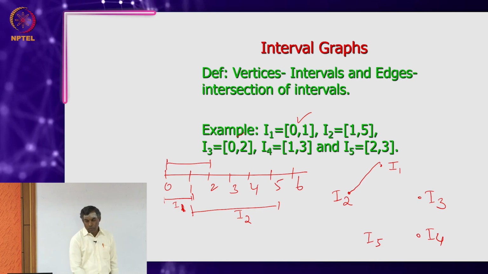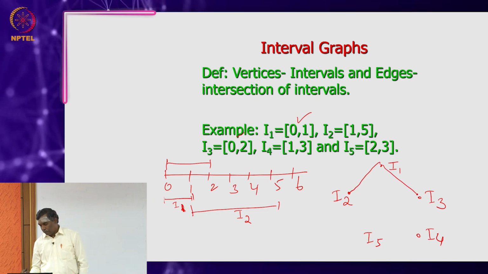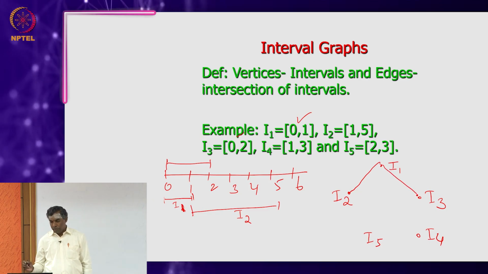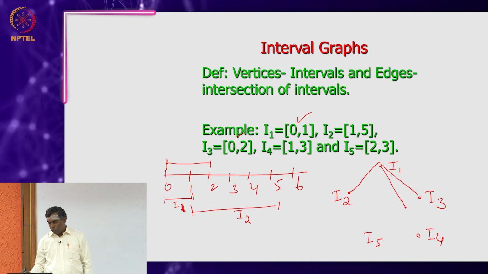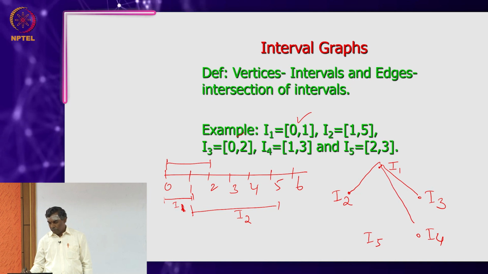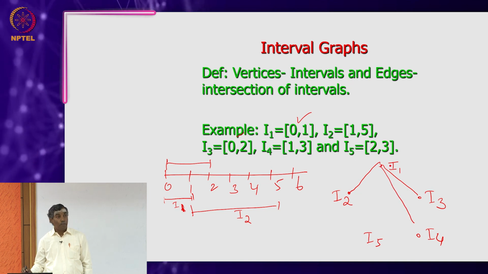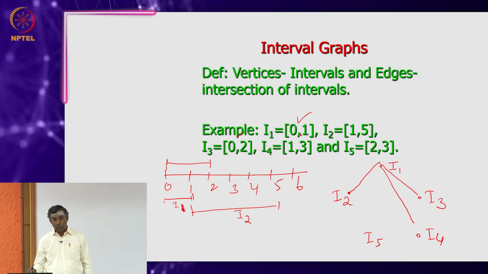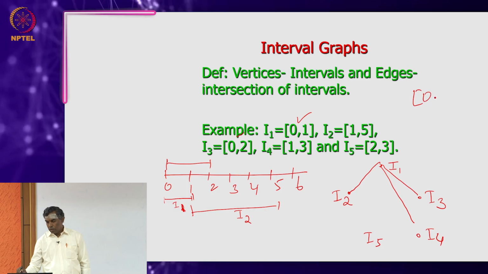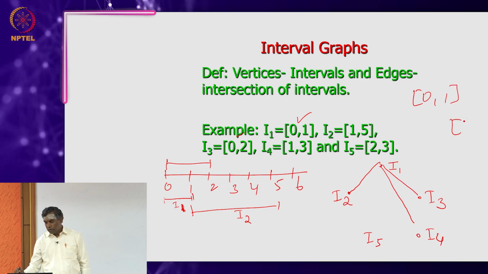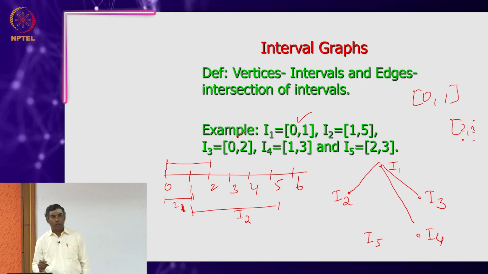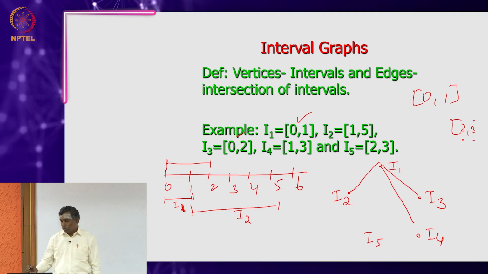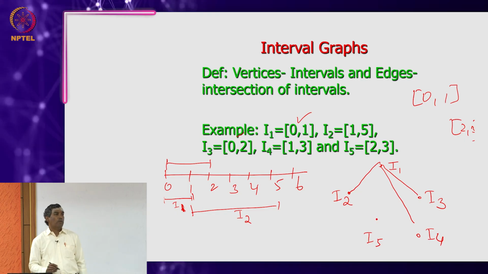Yes. So, there is an edge from I1 to I3. Then I1, I4. Yes, I1, I5. I1 to I5. See, I1 is 0, 0, 1 and I5 is 2, 3. Do they intersect? So, you do not have any edge between I1 and I5.